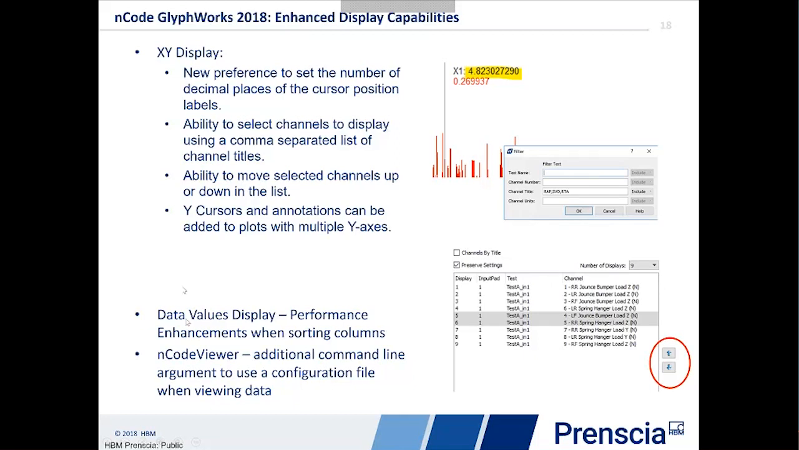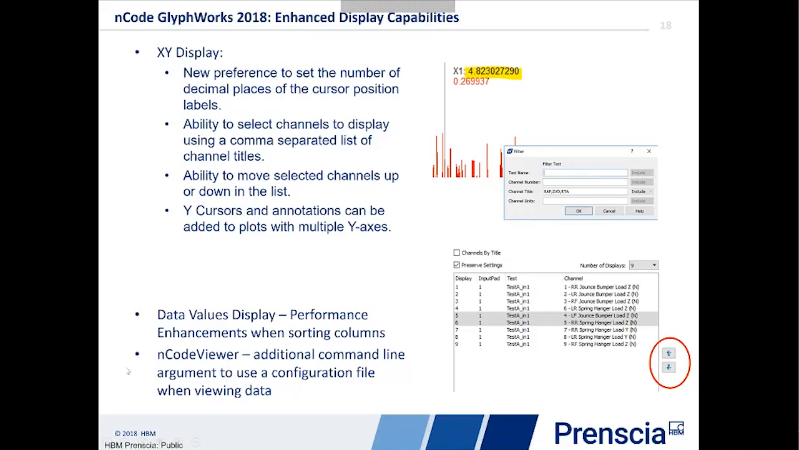Other displays, the data values display. Some of you might have noticed that if you click on the top of a column, it sorts the table according to that column. If you had huge quantities of data, it could be slow. Now it's been optimized, so we've got outstanding enhancements in terms of performance in here.